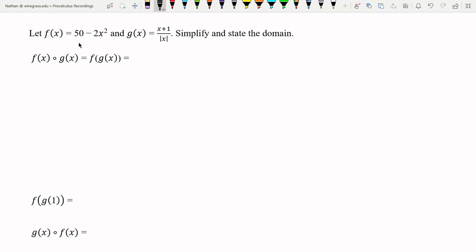We have a quadratic here and then a rational, but with the absolute value inside of it. Simplify and state the domain. So here we're going to do f of g of x. So plug g of x into f of x. That's going to give us 50 minus 2 times x plus 1 over the absolute value of x, squared.